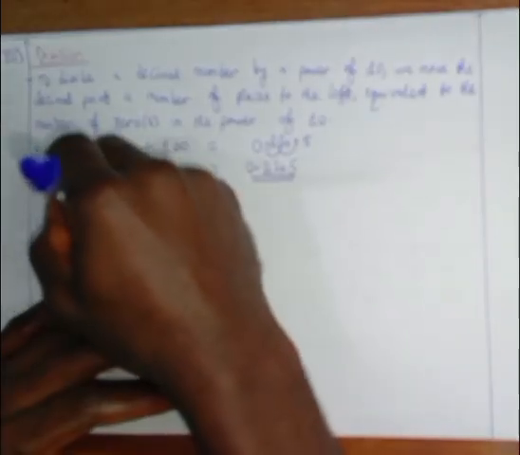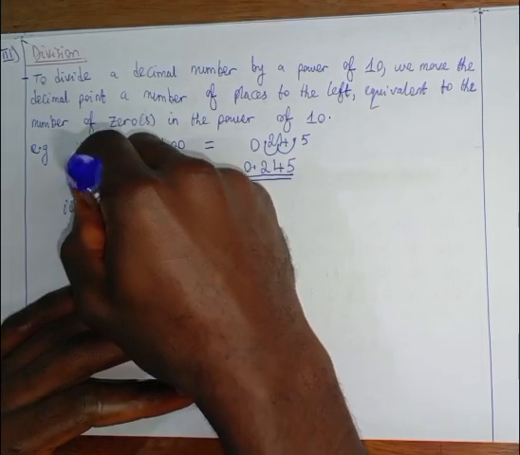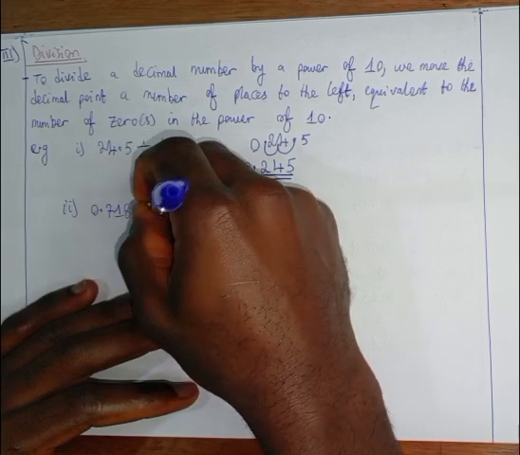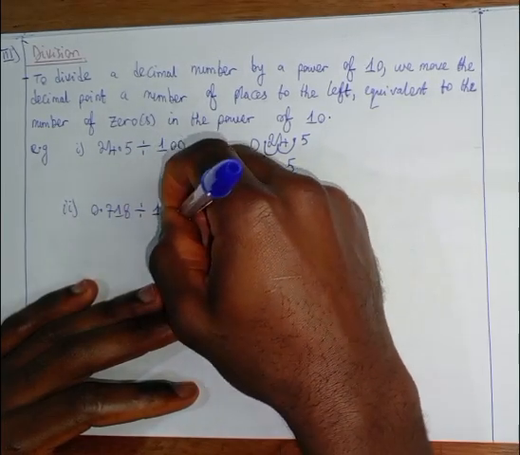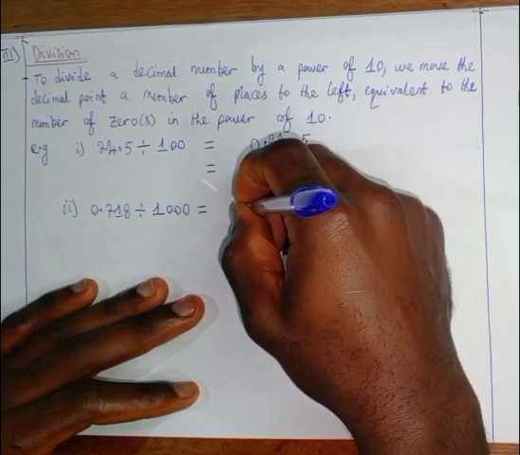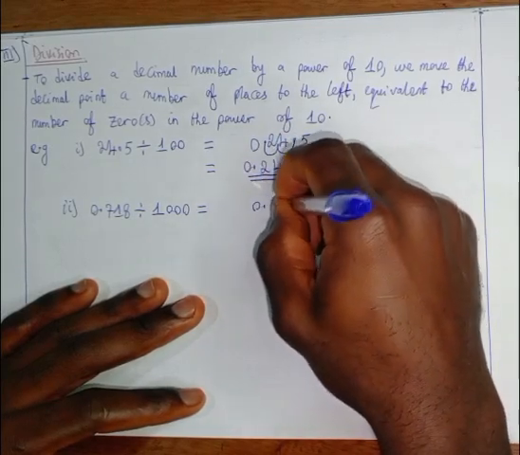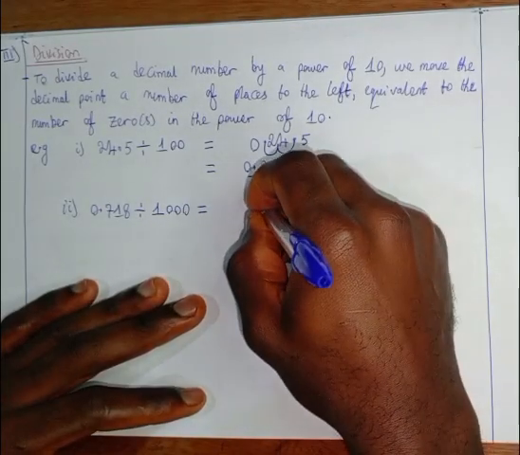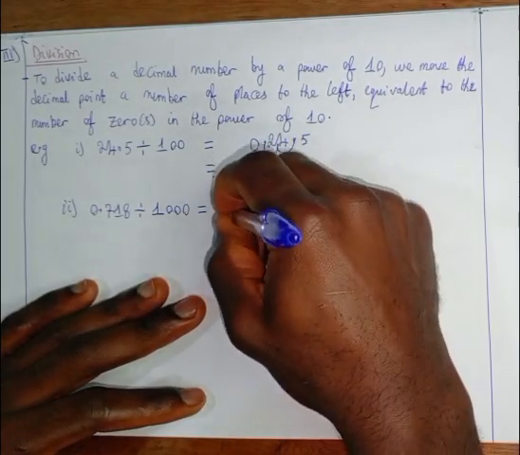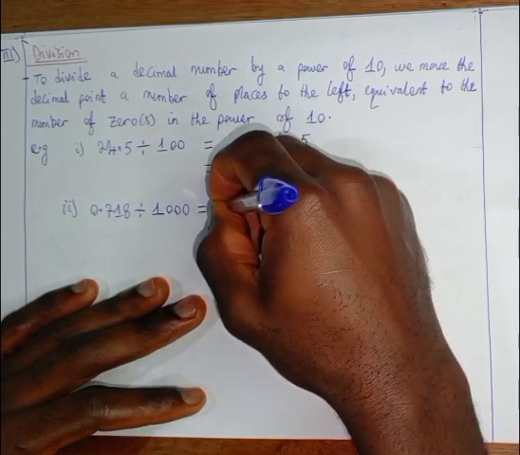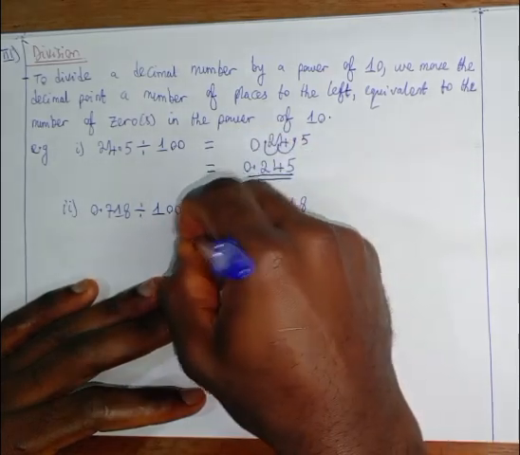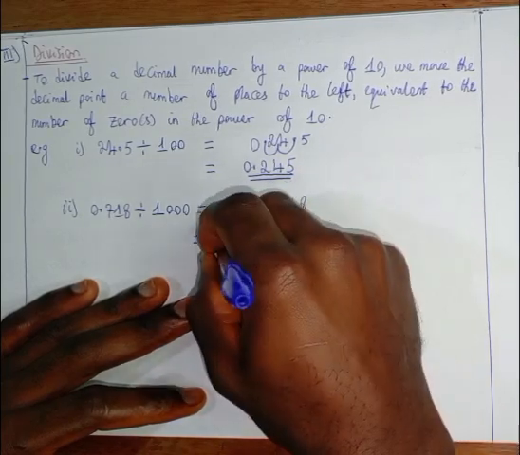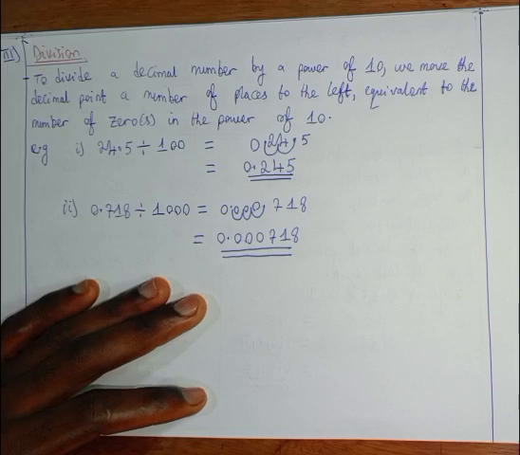We take 2i, 0.718 divided by 1000 will simply be equal to, we are going to write down this number 0.718. Then we take the decimal point 1, 2, 3, 3 places to the left. 1, 2, 3. We fill the gaps with zeros. The decimal point will be here. This will give us 0.000718. This is the result.